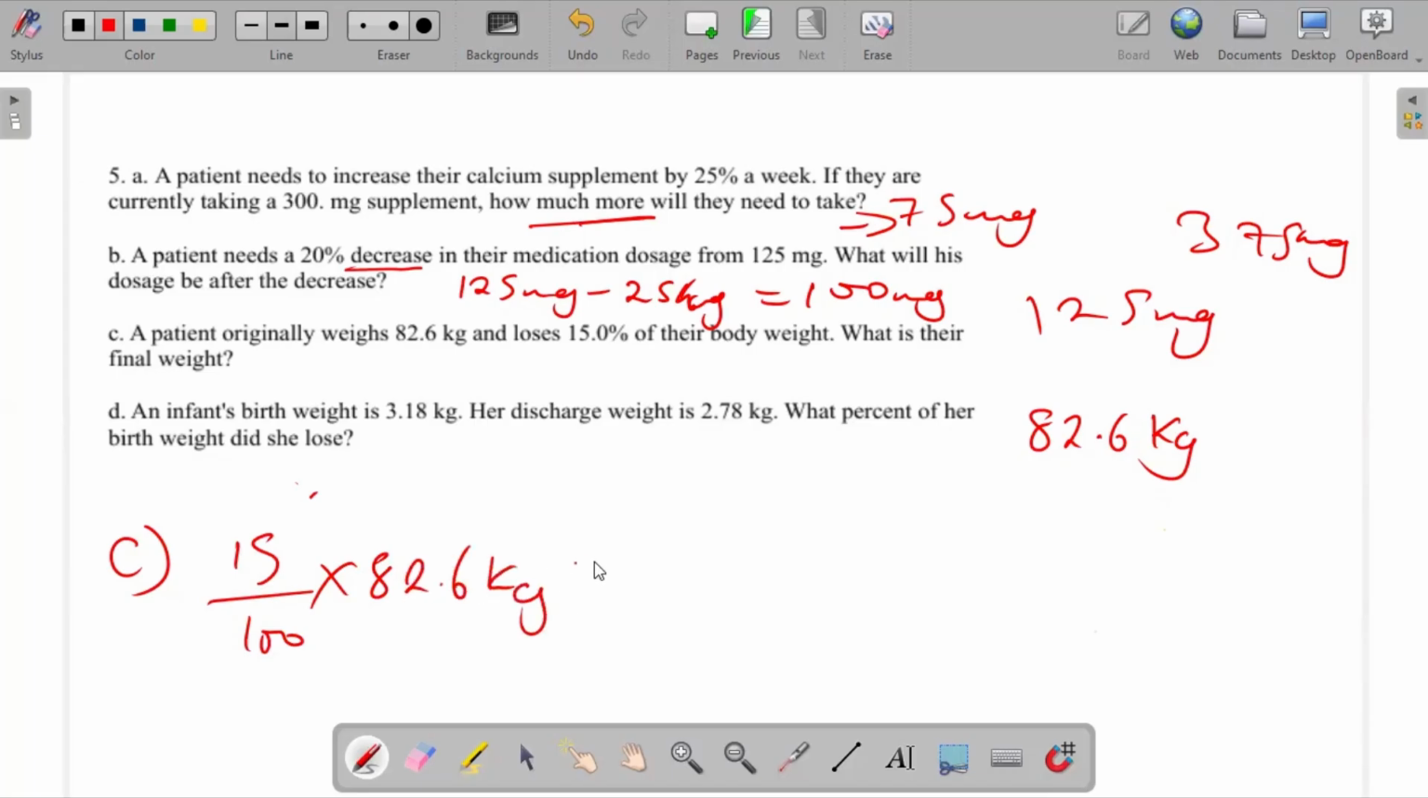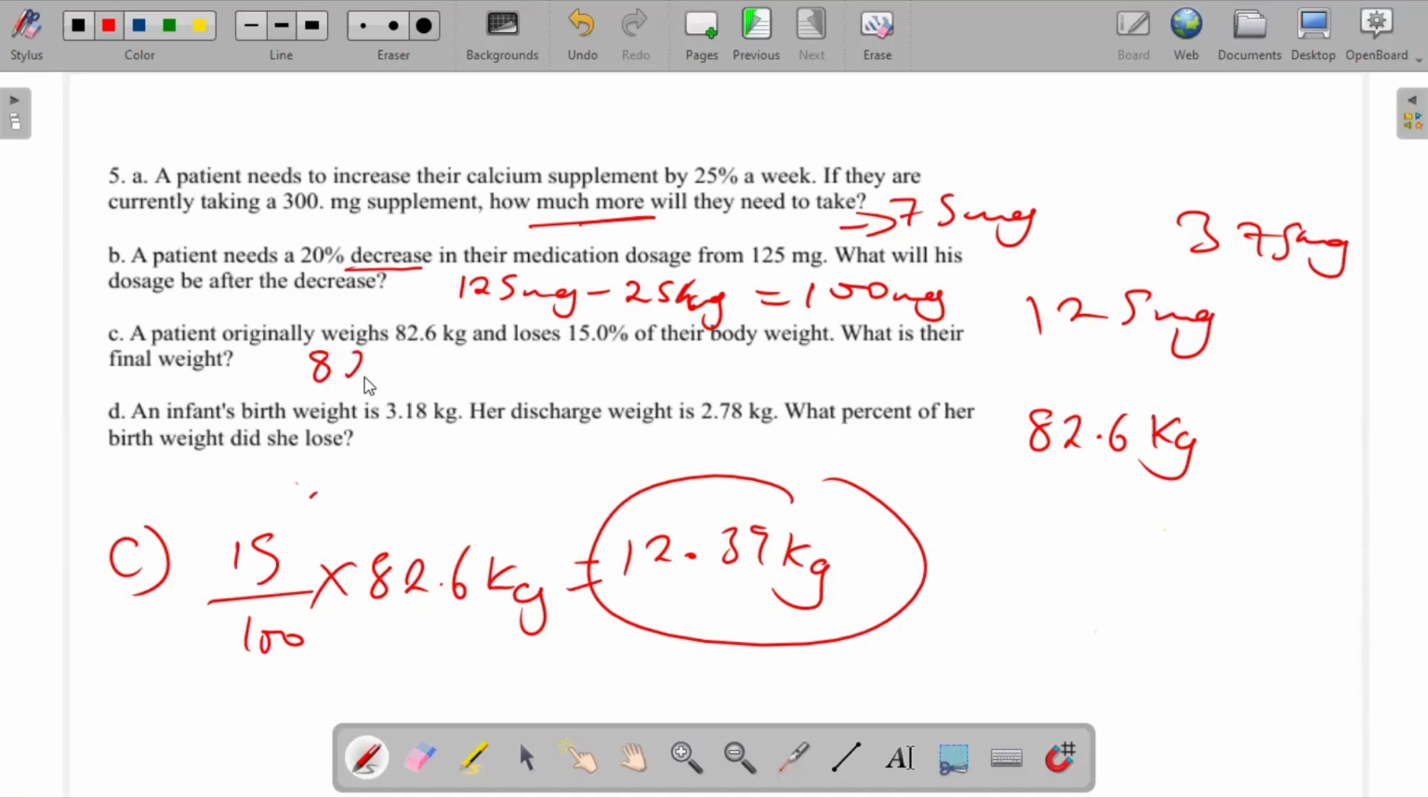What would be 15% of that? It's 12.39 kg, isn't it? Now we want to make sure that we know the final weight. So we've lost 12.39 kg, that's the 15% that we've lost, right? So we are going to subtract there so that we know the final weight.